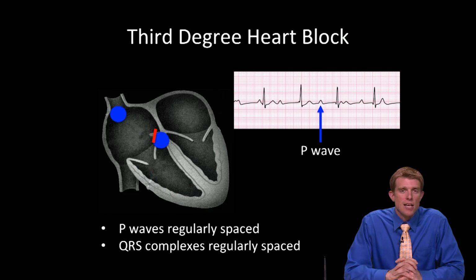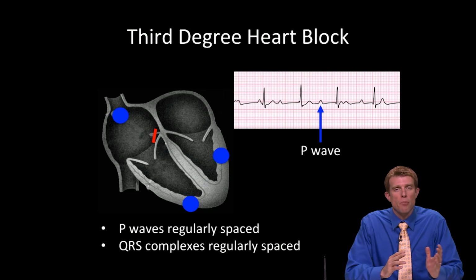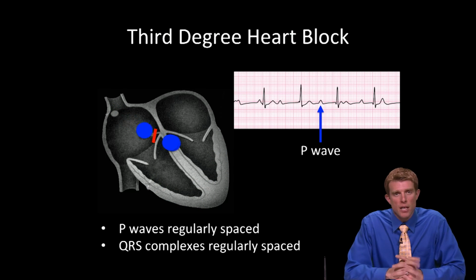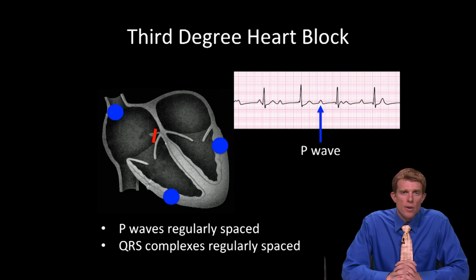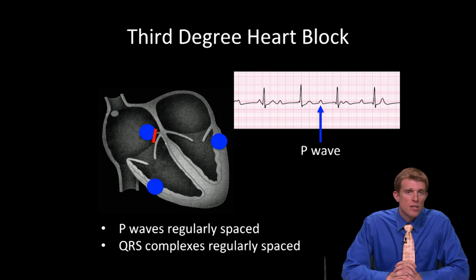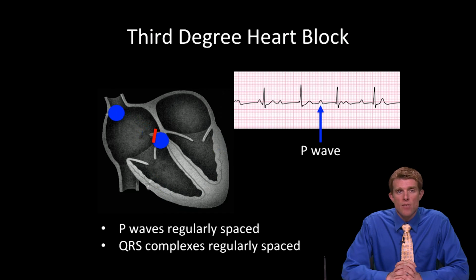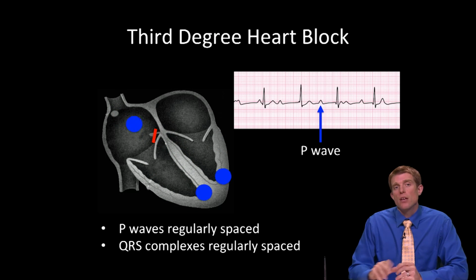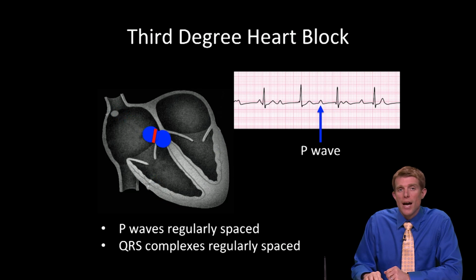And what that looks like is that your P waves, again, are regularly spaced, and your QRS complexes are regularly spaced, but there's no association between where the P waves are located and where the QRS complexes are located. The QRS complexes in third-degree heart block can be narrow, they can be wide. It depends on what part of the ventricle or other part of the heart has taken over as the control center of the electrical activity. As I said, normally it's going to be the AV node itself, but it could also be somewhere in the ventricle, and if that's the case, you would see a wide complex QRS.